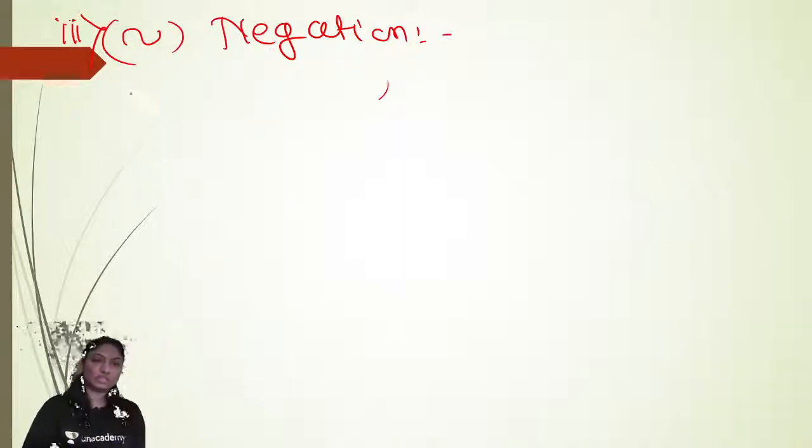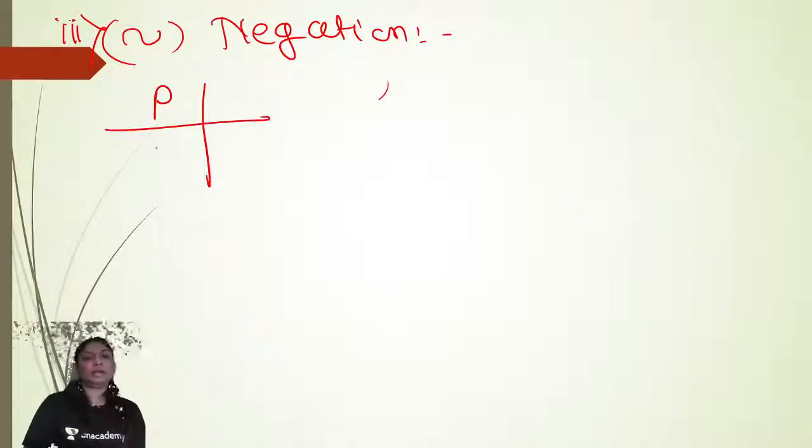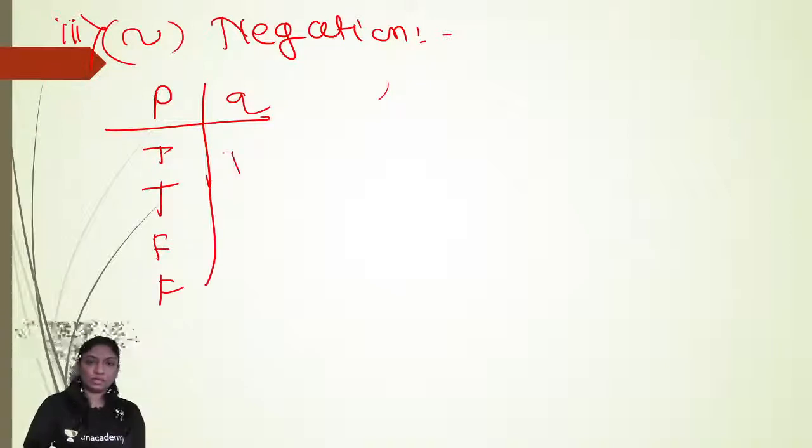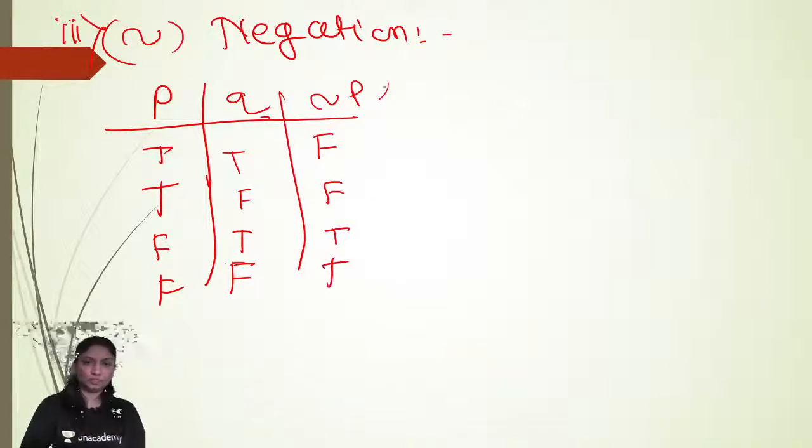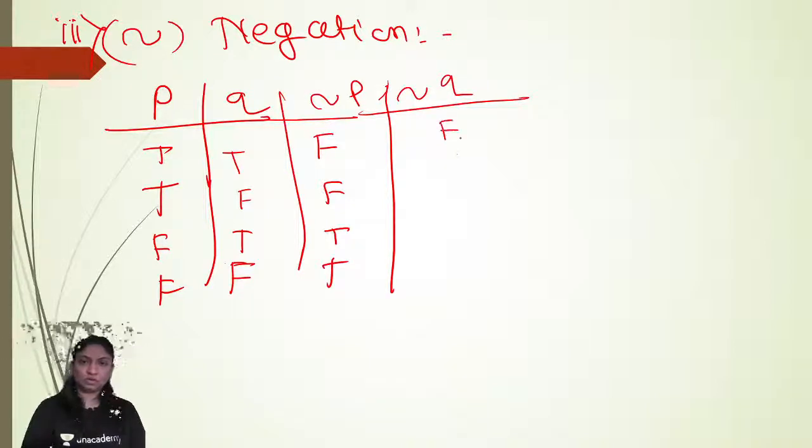So for the negation of statements P and Q, suppose this is your statement P, and here Q. P is T, T, F, F, and Q is T, F, T, F. The negation of P will give you false, false, true, true. The negation of Q will give you false, true, false, true. Opposite. If it is false, then the negation is true. If it is true, then the negation is false.